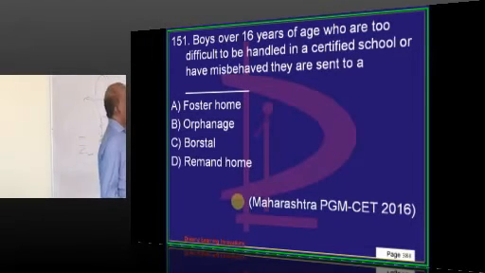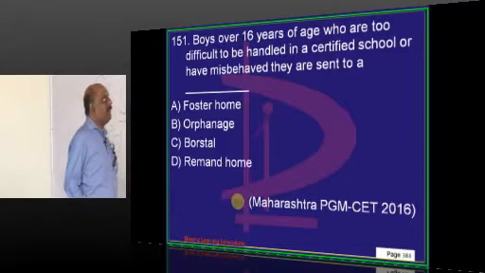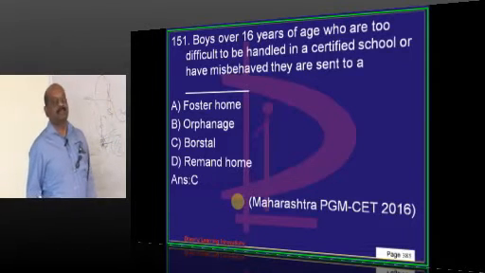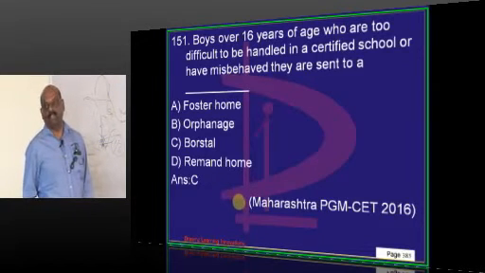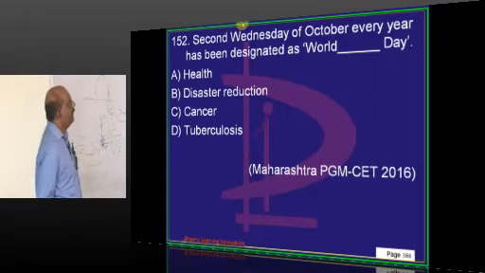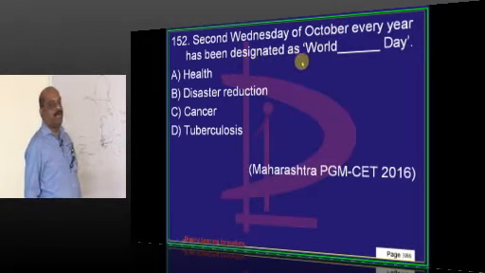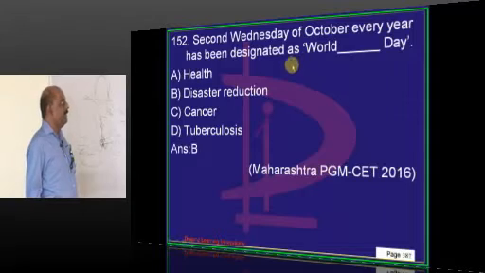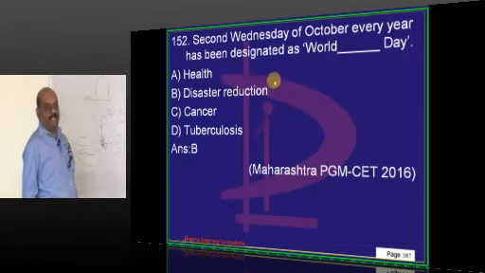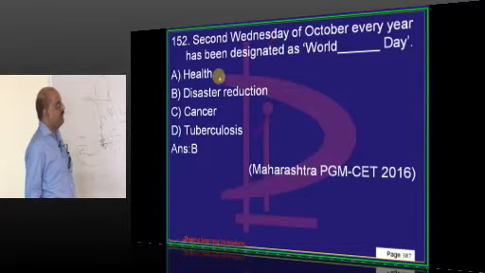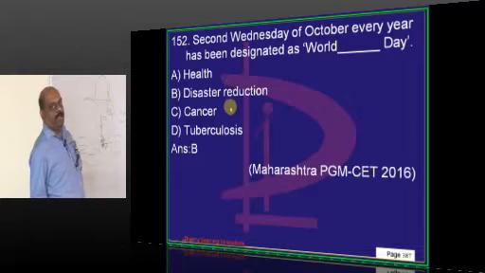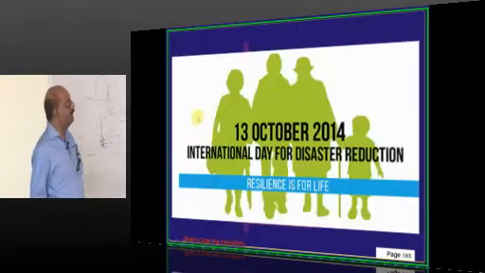Boys above 16 years who are too difficult to be handled are placed in Borstal. Second Wednesday of October every year has been designated as World Disaster Reduction Day, right? So one of the national days will come.